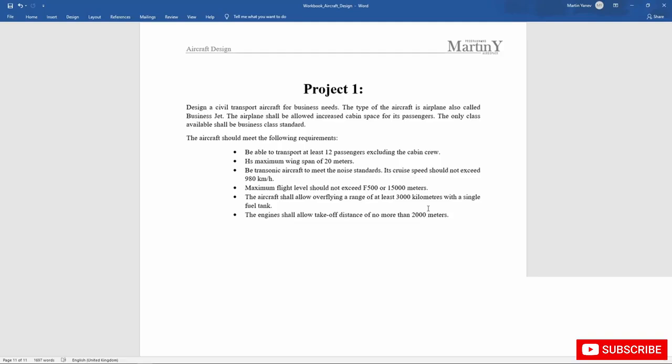The maximum height of the flight shouldn't exceed 15,000 meters, which is flight level 500, and also we want our range to be at least 3,000 kilometers, and we're actually going to design it for 3,500 kilometers, as this aircraft is going to be for relatively short distances and flights from city to city for business company members.